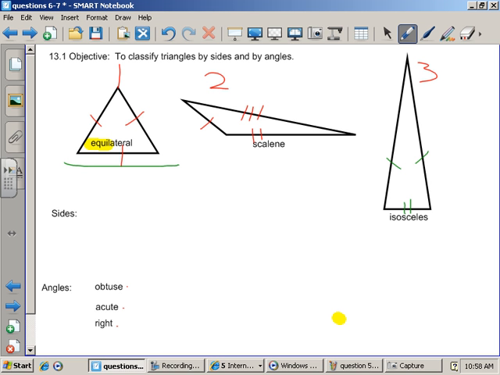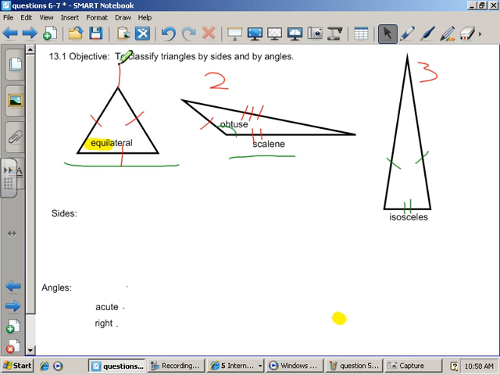Let's look at our scalene triangle. Is there any angle inside that scalene triangle that is bigger than 90 degrees? Yes, there is. So this is an obtuse triangle. Do we see the angle in there? That really big one? Yeah, that's the one. That's bigger than 90 degrees. So that is an obtuse triangle.